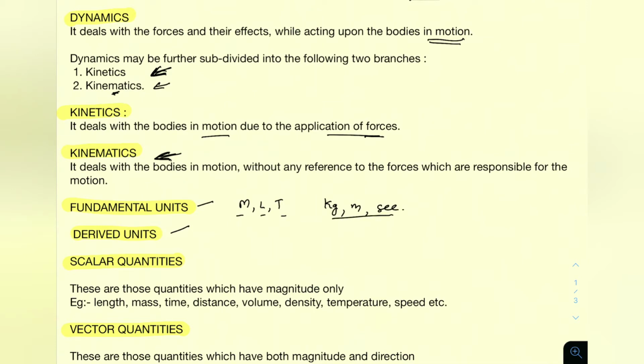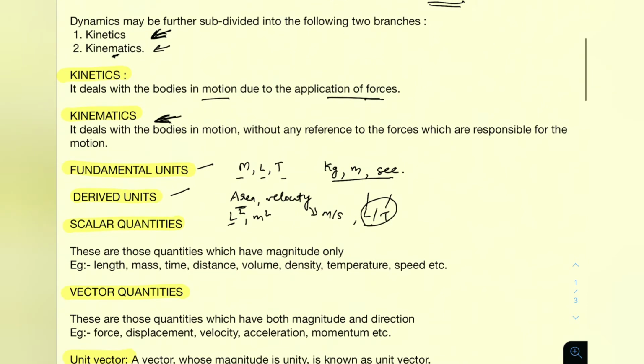And derived units means from the fundamental units we derive these units. Examples are area, velocity, etc. If it is a square, then area will be L squared or meter squared. Then velocity means meter by second or L by T. So from the fundamental units L and T, we derive the unit for velocity. And from the fundamental unit L, we derive the unit for area. Such units are called derived units.